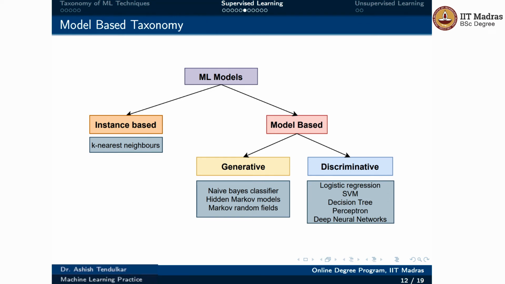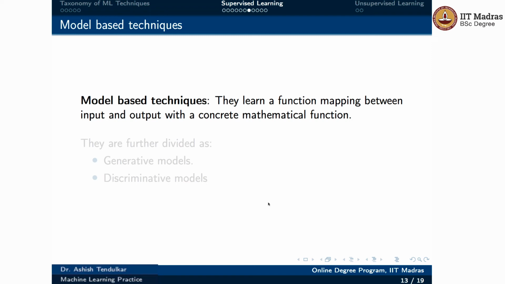We are going to cover most of these algorithms. So we are going to cover k nearest neighbor, which is an instance-based classification algorithm, then naive-based classifier, which is the generative model, and logistic regression, SVM, decision tree, perceptron, deep neural network. These are all discriminative models. So we are going to cover all of them. Only two models that will not be covered in this course are hidden Markov model and Markov random field, which is mentioned on this slide.